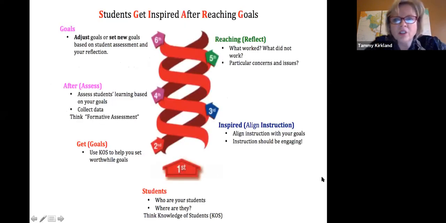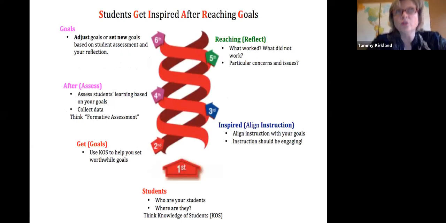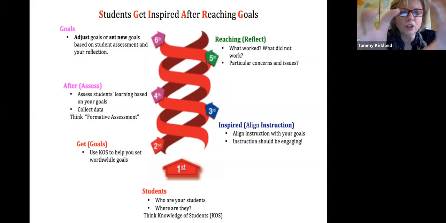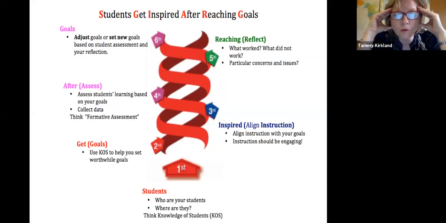Again, I want to show you this acronym that I created. This is very helpful when you are doing components 2, 3, or 4. Students get inspired after reaching goals. This is the 5 core propositions, which all the standards are related to. And this is what you should do throughout, like you have 2 video lessons. So this should be what you do in both of those videos.